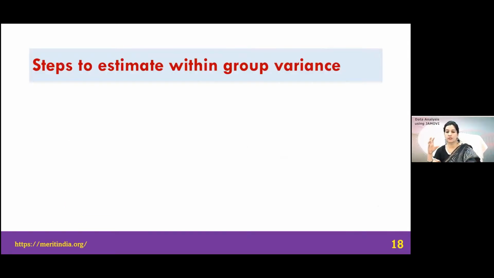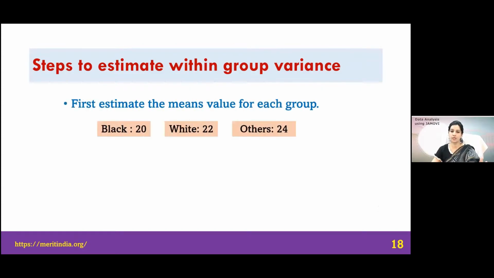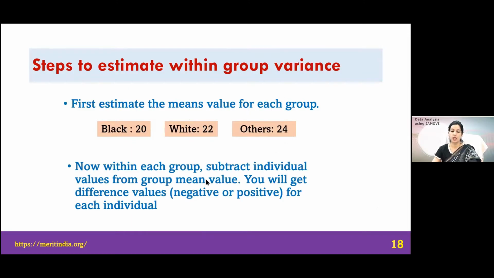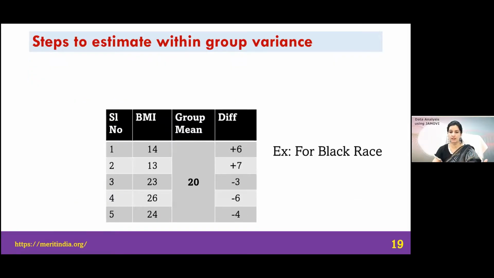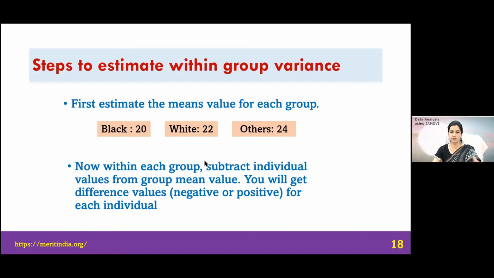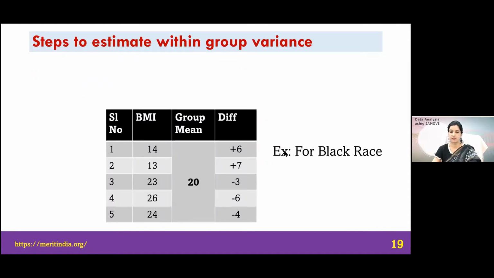So now, how to measure this variance objectively. Suppose the mean BMI of black people is 20, white is 22, and others is 24. Within each group, you subtract the individual values from the group mean, which we did in descriptive statistics also. We'll get a value and then we'll square that. In this case, this is the first group, the black one, and the mean is 20. We are just showing you one example.